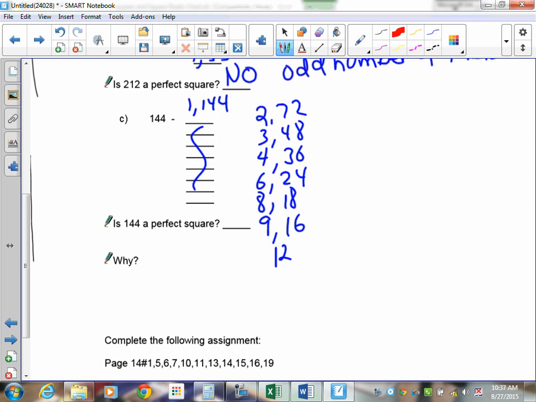So, is 144 a perfect square? The answer is yes. Why? If you count up, you have 2, 4, 6, 8, 10, 11. You have 15 factors, and that is an odd number. So yes, it is a perfect square. It has an odd number of factors.